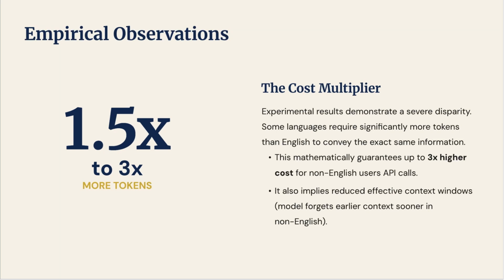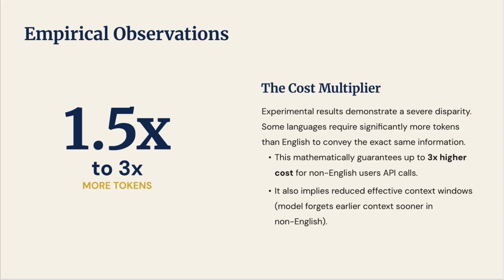The experimental results reveal a striking disparity. Some languages require 1.5 to 3 times more tokens than English to convey the exact same information. This is not a small rounding error, it's a factor of up to 3. And this has two cascading effects. First, it mathematically guarantees up to 3 times higher API cost for non English users.